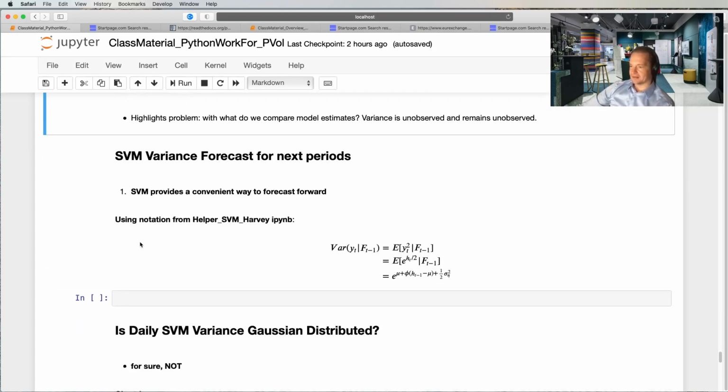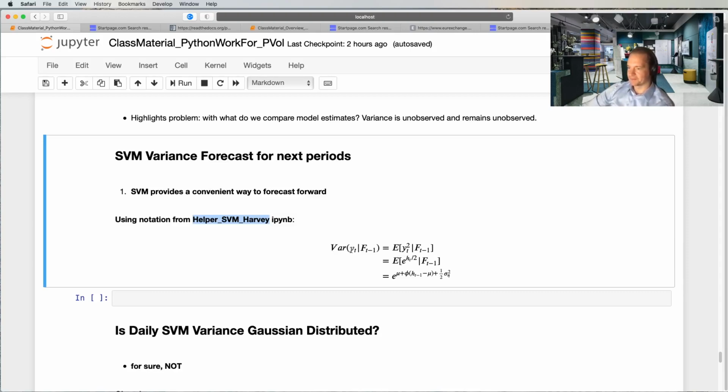Okay, and now we're getting to the end. SVM, we can make a variance forecast for next period. Because SVM is a parametric model, we can now iterate that forward. So let's use the notation from the package, the helper package. The variance of y, and that's stuff you have. If you don't see that, you have to practice. Let me know. I can give you exercises maybe, but that's just standard math.